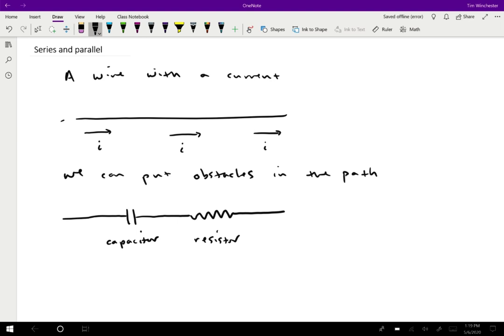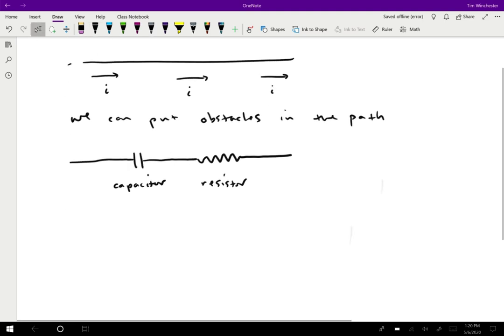And those are going to be a couple of the symbols we'll learn this quarter. There are not a whole lot of other ones that we're going to use. But as you go on, if you become, say, an electrical engineer, you'll learn many, many more. Okay, so since we can put obstacles in the path of the current, one of the things that we want to do is we want to be able to talk about the ways in which we can do that.